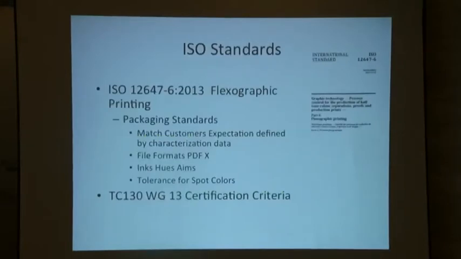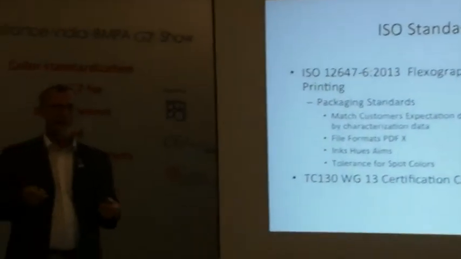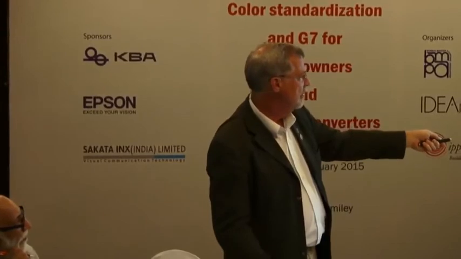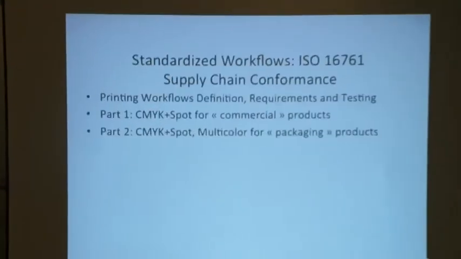The Flexo standard, I just wanted to hit this. This is a standard, 12647 Part 6. It was made for packaging. It says the job is to match the customer's requirements. You have to match their expectations. If they give you a file and you know where you print and you can't hit it, you need to talk. If they planned it all out and did it correctly, then it works pretty well. It defines hue angles, it requires PDF/X, it works off hue angles, and it does have some tolerancing in it.